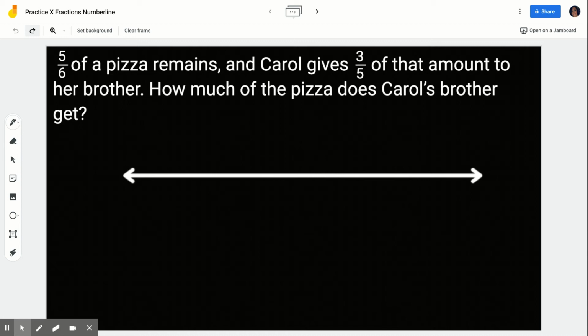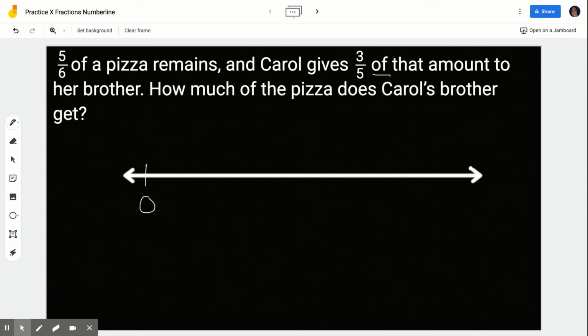All right, so the first example problem that we're going to talk about is 5/6 of a pizza remains. So we know that that's not quite one whole because we see a fraction. We know that 5 is almost 6, though, so 5 parts out of 6, we almost have one whole, but not quite. Carol gives 3/5 of that amount to her brother. How much of the pizza does Carol's brother get? So we're not talking about a full pizza here.